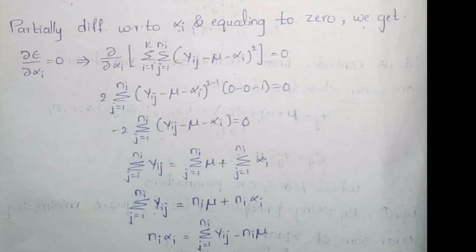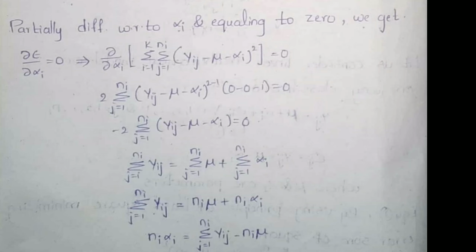So again, partial differentiation with respect to alpha i and equating to 0. Here we have a power value, so the same thing can be done as in the previous differentiation. So 2 into summation j ranges 1 to ni, yij minus mu minus alpha i, power 2 minus 1. In the differentiation, yij converts into 0, mu converts into 0, and minus alpha i converts into 1.